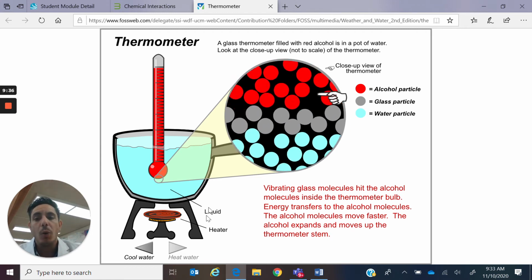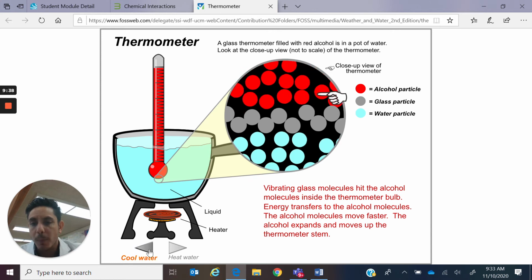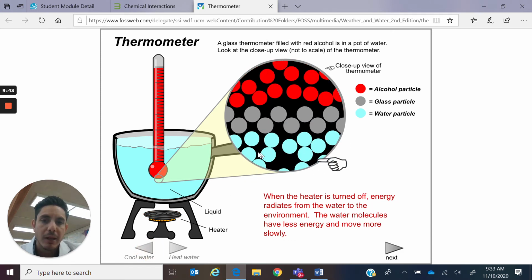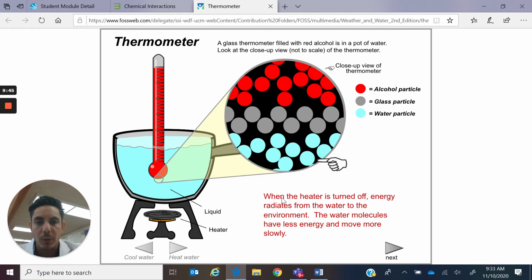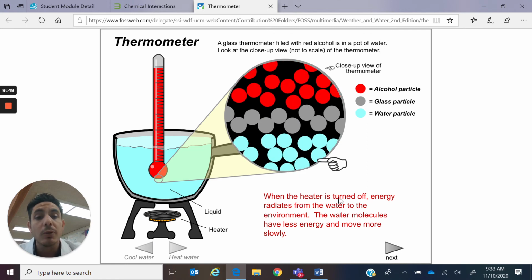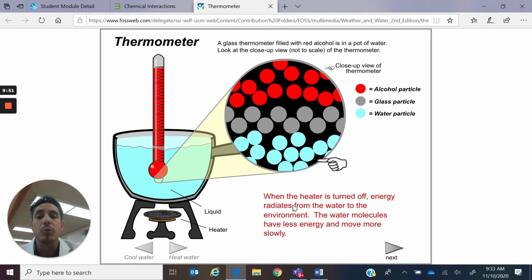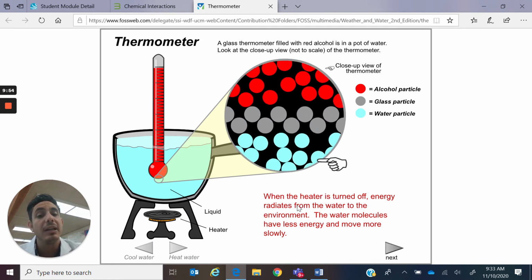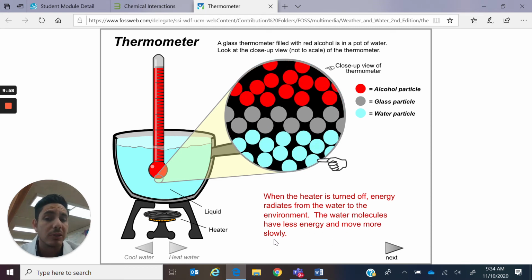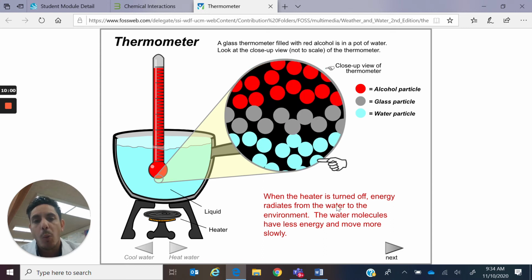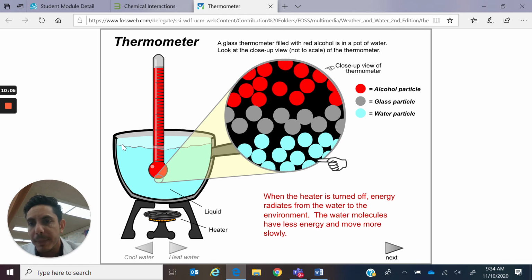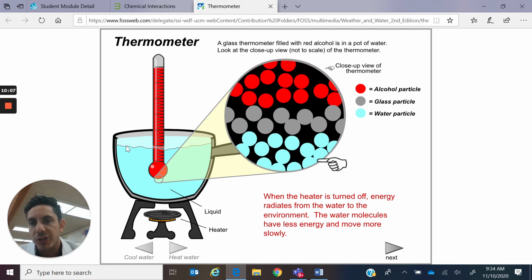And then next, we're going to cool it back down. We're going to go back and hit cool water. And so as the water cools down, it loses energy, right? We aren't gaining kinetic energy from the heater anymore. So when the heater is turned off, energy radiates from the water to the environment. The water molecules have less energy and move more slowly. So when it says the energy radiates from the water to the environment, all that means is that we're losing energy to the air.